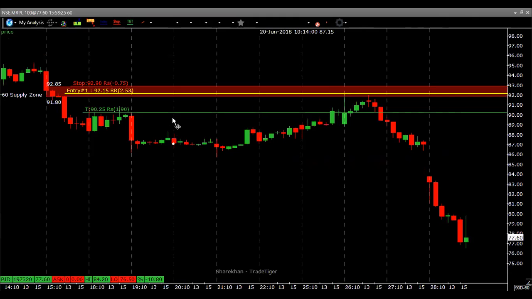The risk is a very small amount. The risk is only 75 paise. The stock price is 92, so it's less than 1% risk, right? So we take a very small risk and then we take a trade. This is actually a low risk, high reward, and high probability trading opportunity.